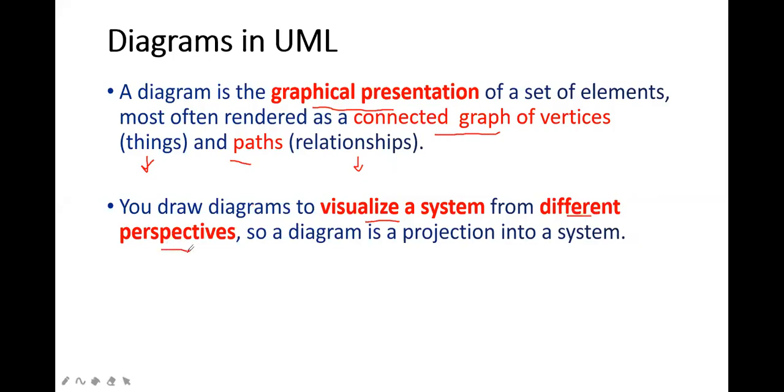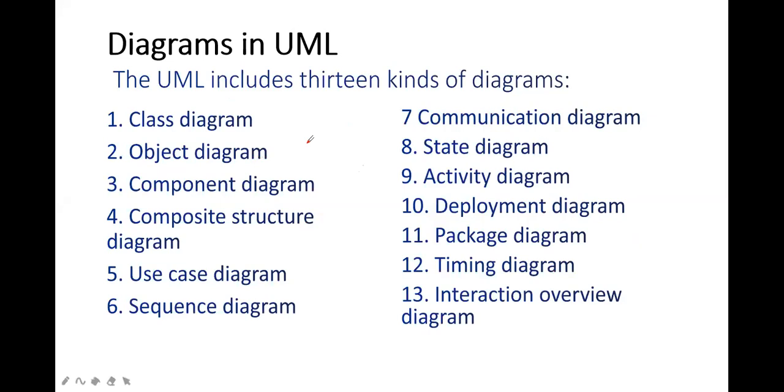What I mean to say by different perspectives is that the visualization of one system will be taken up with different focus and different perspective according to different people in the team, right? Now there are 13 types of diagrams in UML: class diagram, object, component, composite, use case, sequence, communication, state, activity, deployment, package, timing, and interaction. These we are going to do in unit 2 completely, so I'm not going to cover it here.